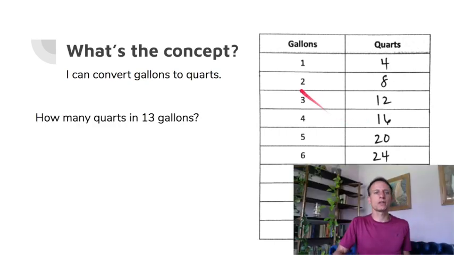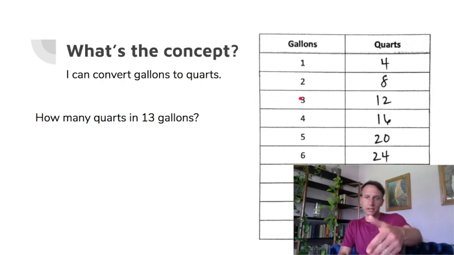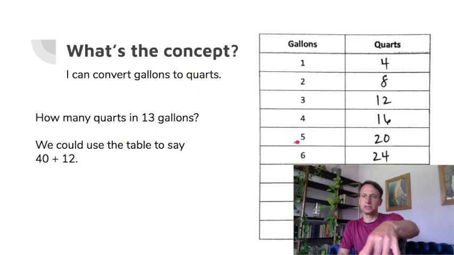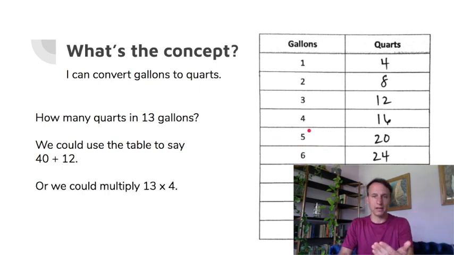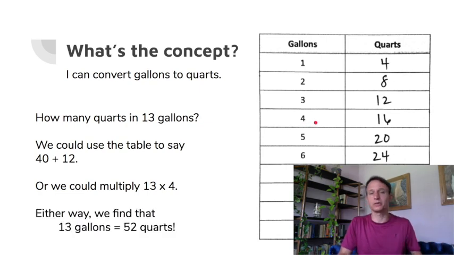Okay, so then if you were asked how many quarts are in 13 gallons, all right, well look, we can just kind of cheat and use the table here and say, oh, well 10 is 40 and 3 gallons is 12, so 40 and 12 is 52. Or if you didn't have this table handy, you could say, well, I can do 13 times 4 and find it that way. Guess what that is? Same thing. Either way, it's 52. 13 gallons is 52 quarts.